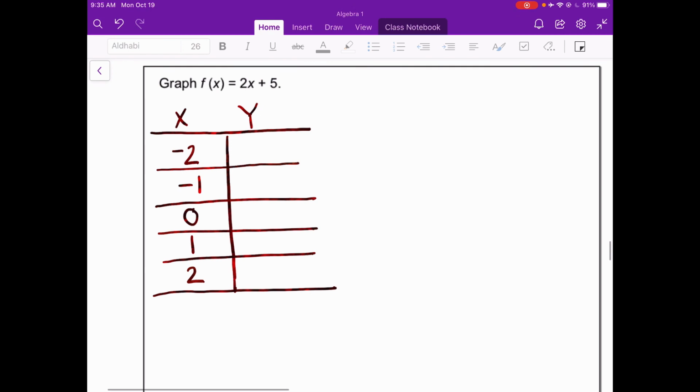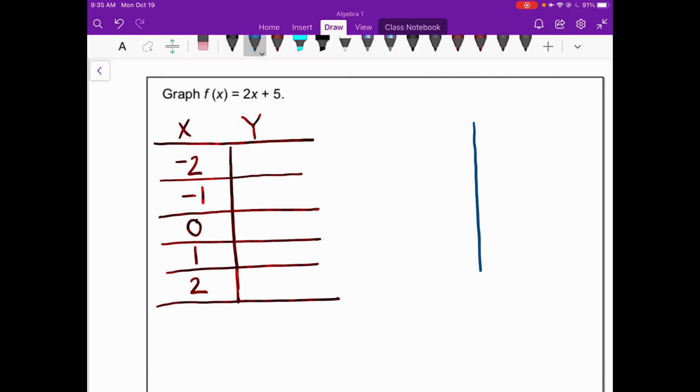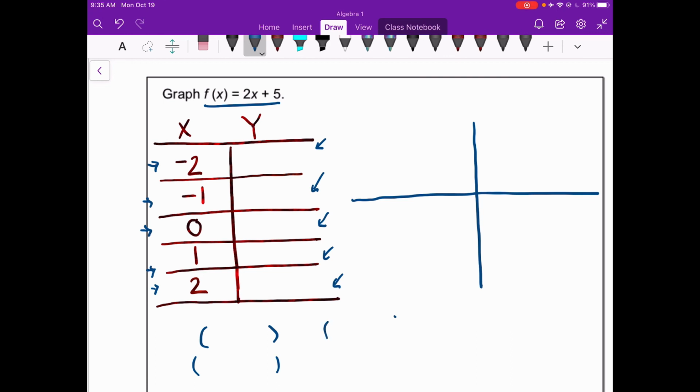The next problem says graph f of x equals 2x plus 5. In order to graph this, you need some points. So choose some negatives, some positives, and probably an easy number in between like 0. So go ahead, try to plug in each of these values into the function, get your y value, write your coordinates out, and plot your points. So I'm going to do the answer for you. You guys should pause the video and try it on your own.